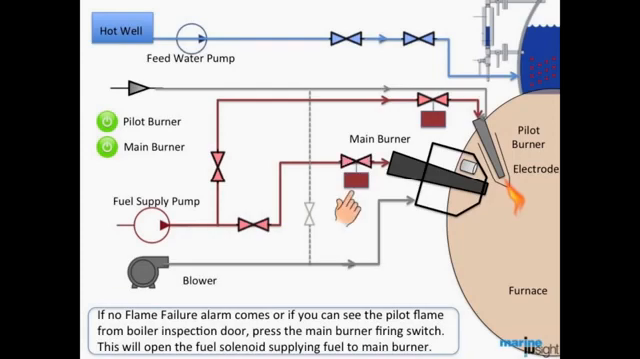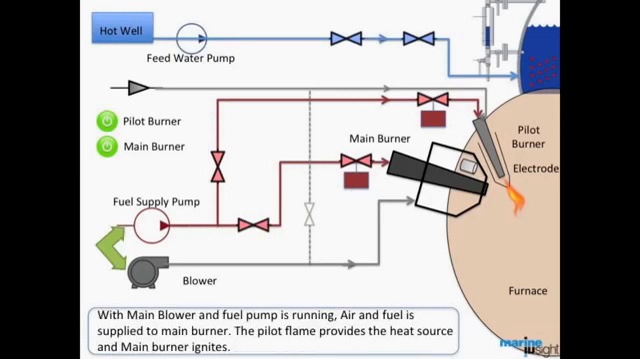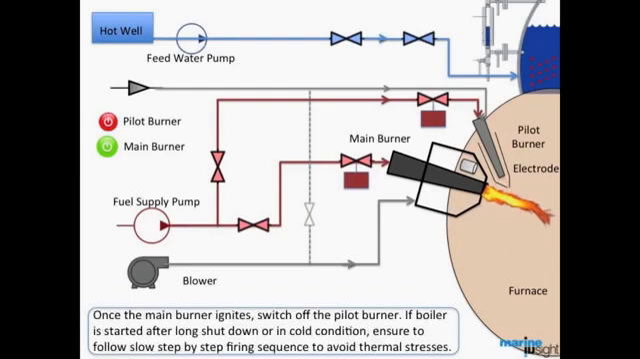This will open the fuel solenoid, supplying fuel to the main burner. With the main blower and fuel pump running, air and fuel are supplied to the main burner. The pilot flame provides the heat source and the main burner ignites. Once the main burner ignites, switch off the pilot burner.